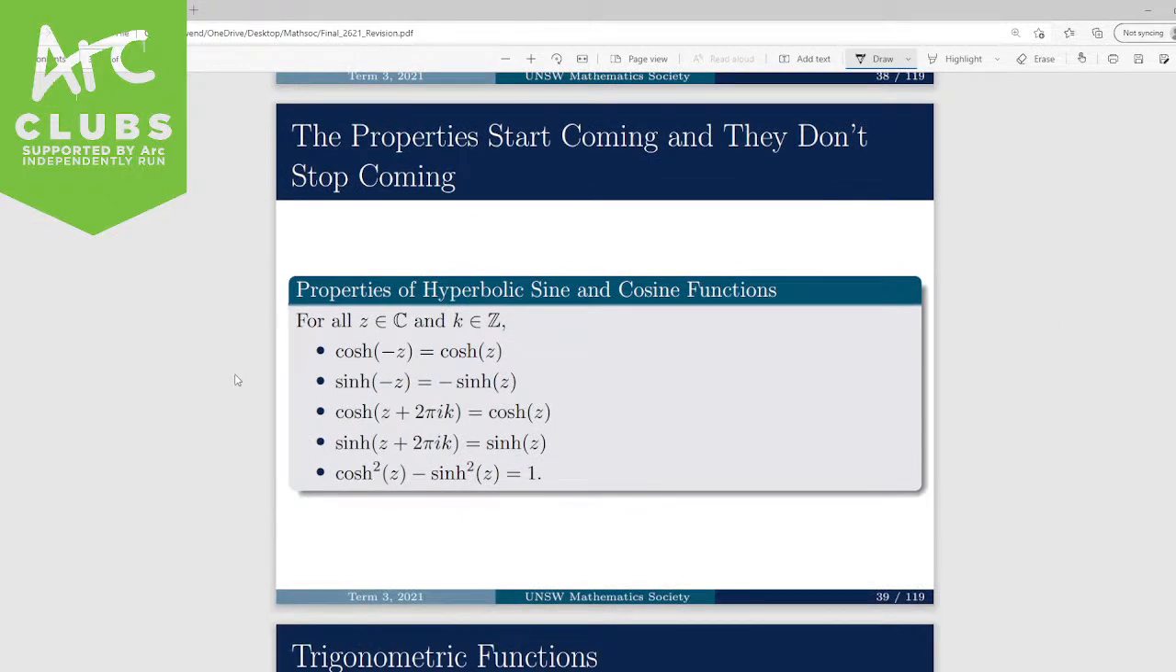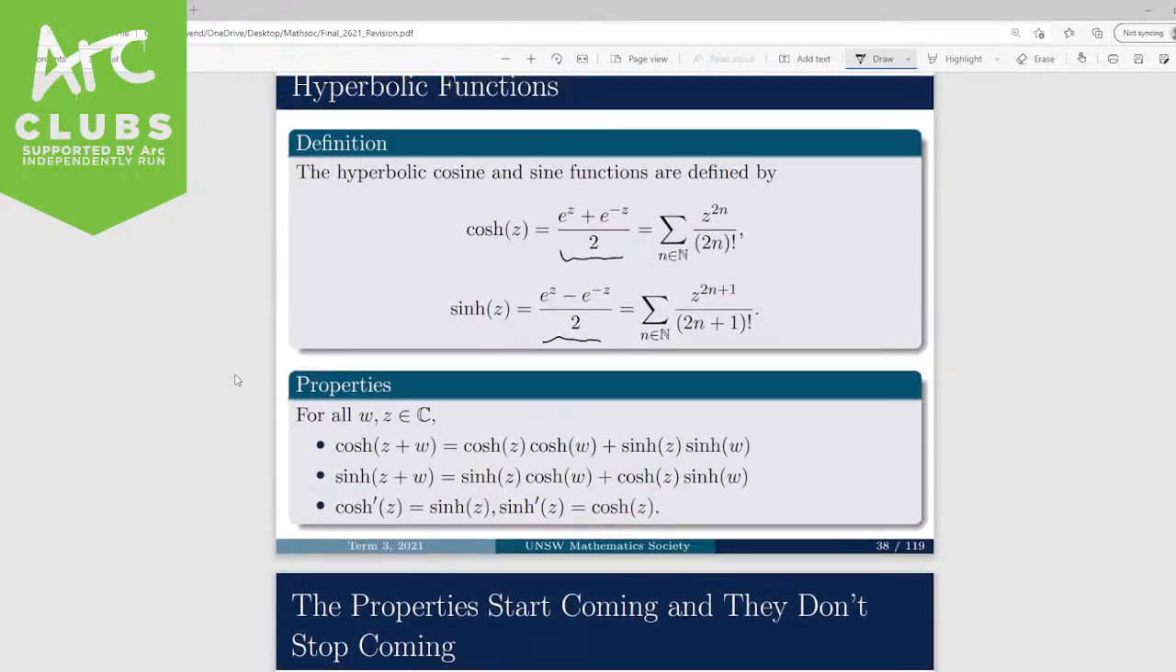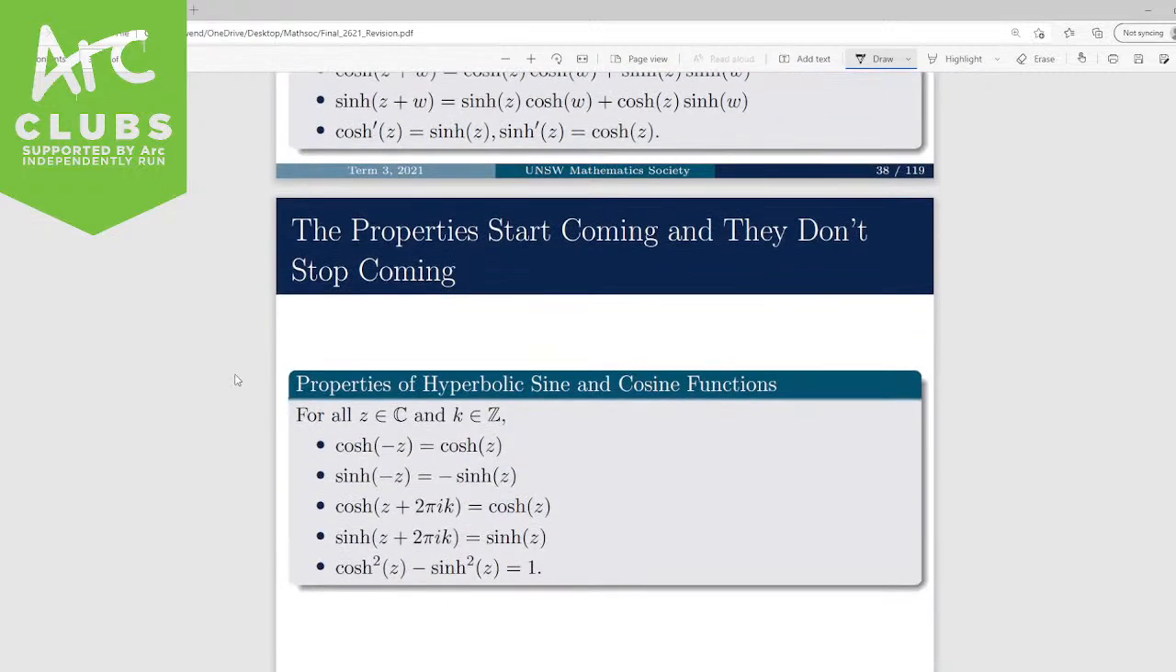These ones should be relatively all right because they look pretty similar to the usual ones. Does that say hyperbolic? Yeah. So it's pretty similar to the usual sine and cosine. Just this one down here, be a bit wary. It's not cosine squared plus sine squared is 1. It's cosine squared minus sine squared is 1. So never be caught out by that.